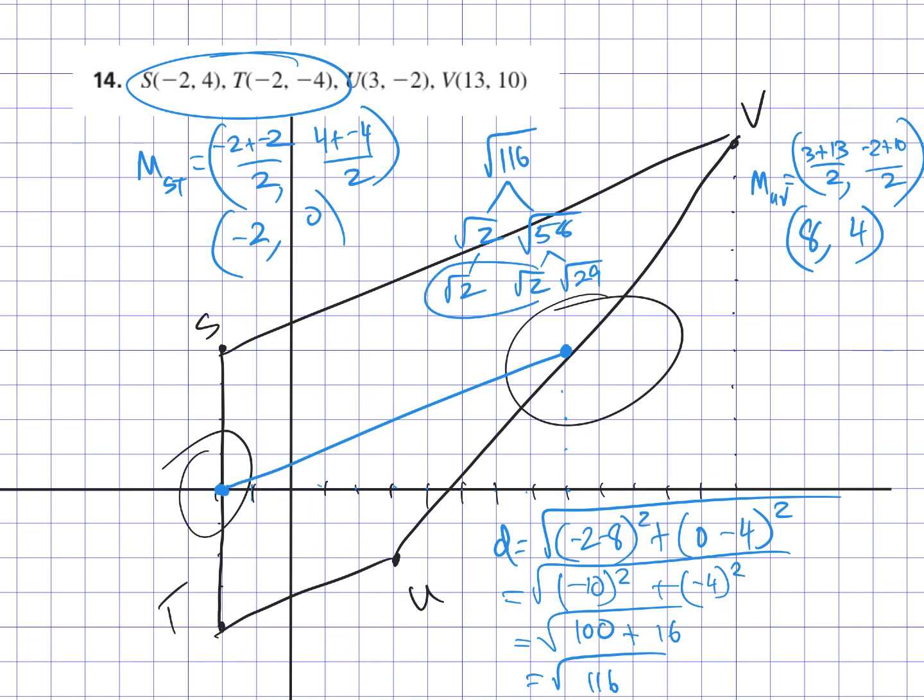All right, so that is just the square root of 4, which is 2. So the exact answer is 2 square root of 29. That's one of them, 2 square root of 29. And what is the square root of 116? Would be approximately 10.77.